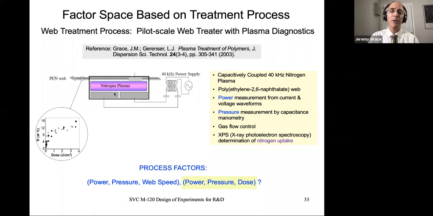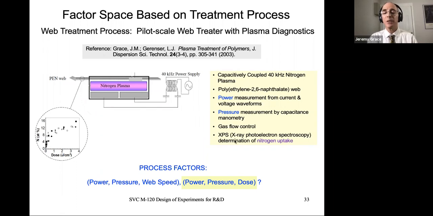This is a coplanar electrode system. It's capacitively coupled, driven at 40 kilohertz. We create a nitrogen plasma above that, and this polyethylene naphthalate, polyethylene 2,6-naphthalate web, which is a photographic support, is transported through the plasma. And that web takes up nitrogen as part of the process of being exposed to the plasma. And what you see here is nitrogen incorporation versus dose.